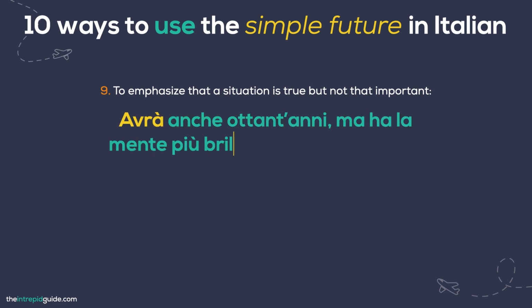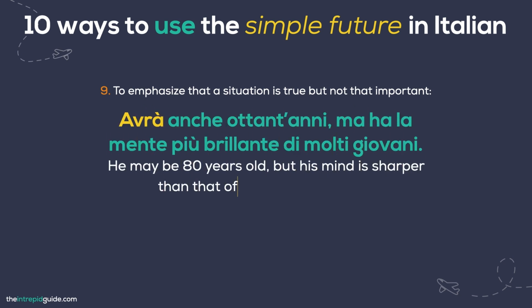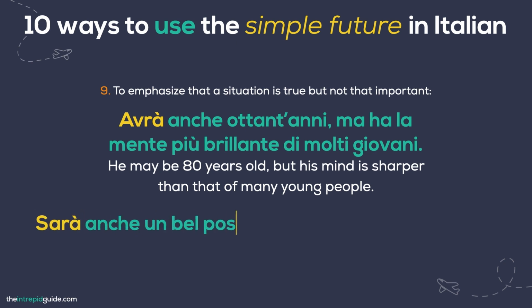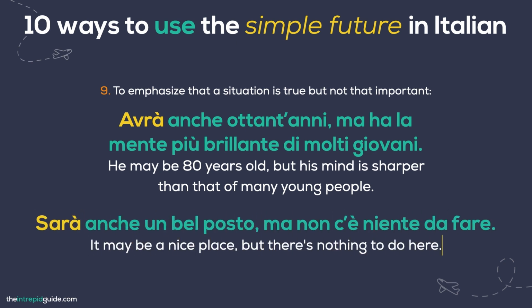We also use it to emphasize that a situation is true, but not that important. For example, Avrà anche 80 anni, ma ha la mente più brillante di molti giovani. He may be 80 years old, but his mind is sharper than that of many young people. Sarà anche un bel posto, ma non c'è niente da fare. It may be a nice place, but there's nothing to do here.